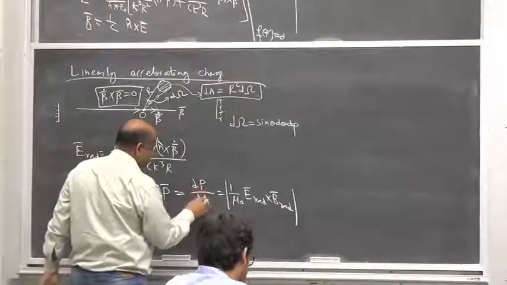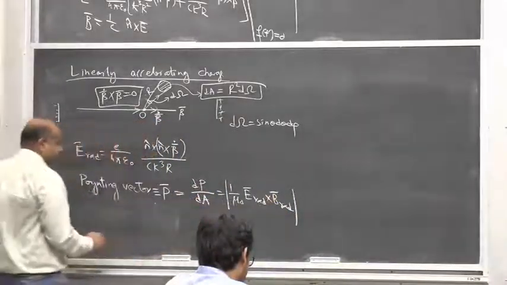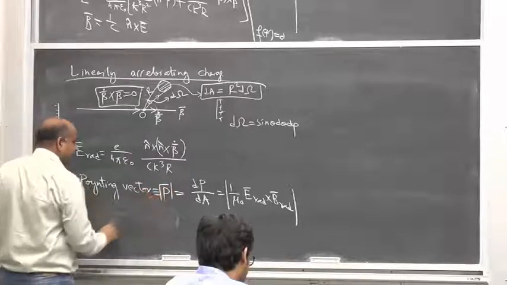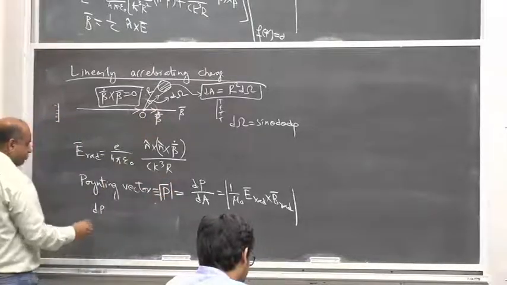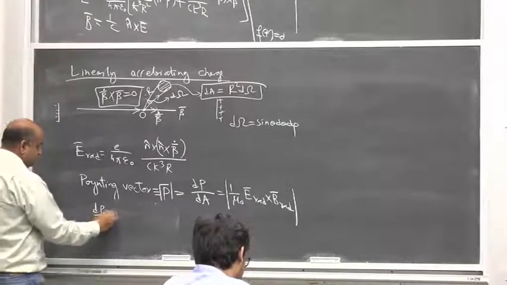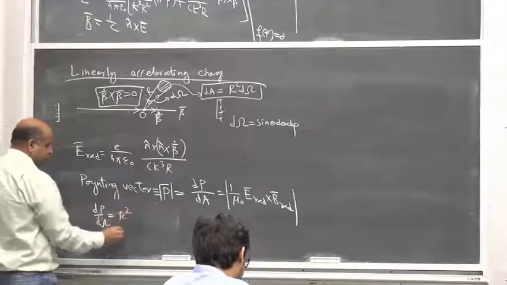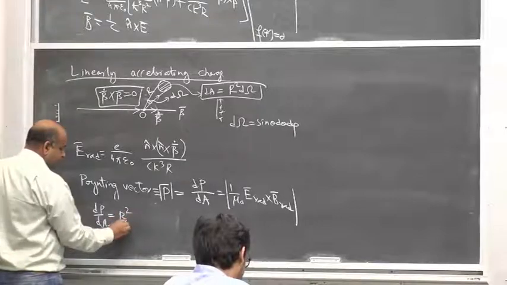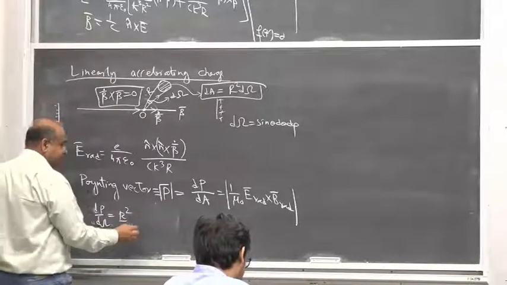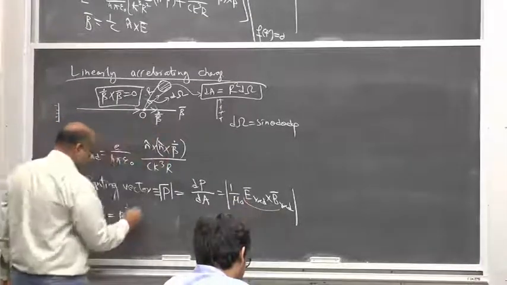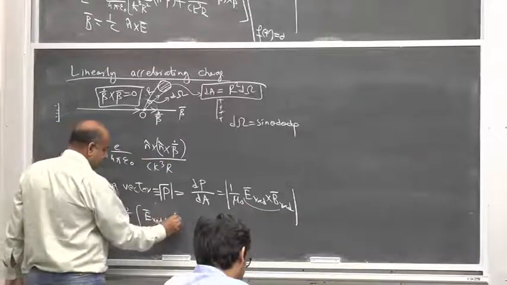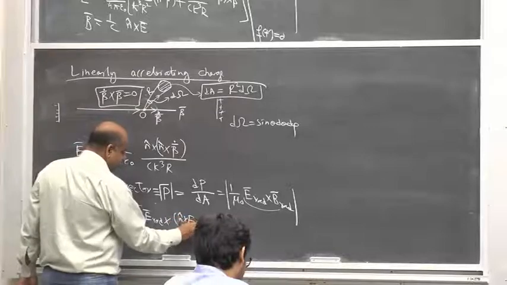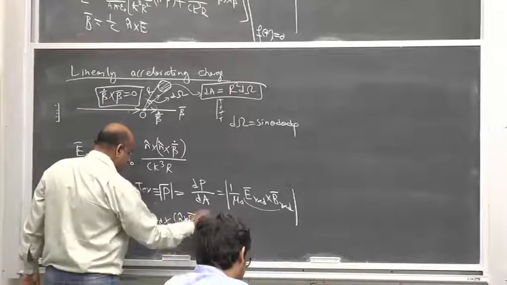So this is a scalar thing, the magnitude of this Poynting vector. So if in place of dA you put r square d omega, we have d omega r square over mu naught. So what is this thing? This is E radiated cross n cross E radiated.